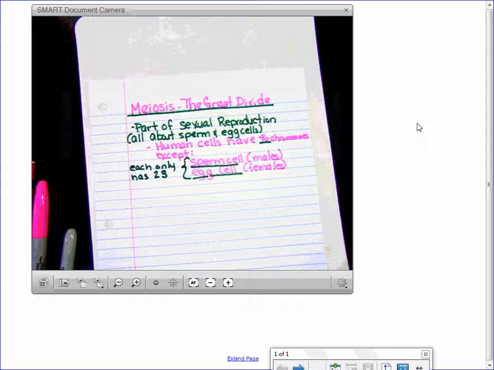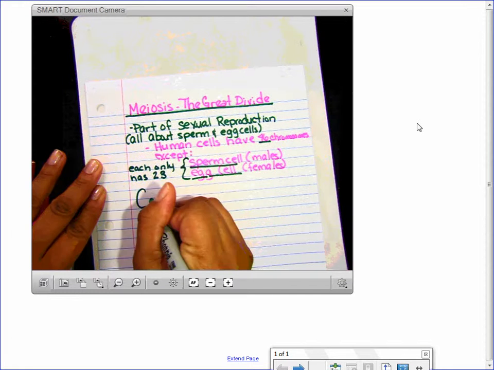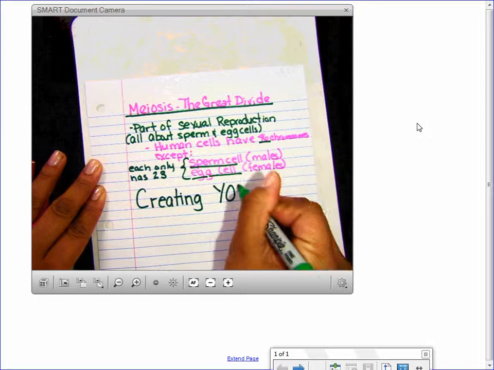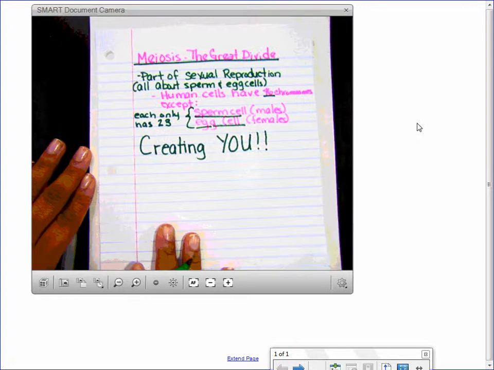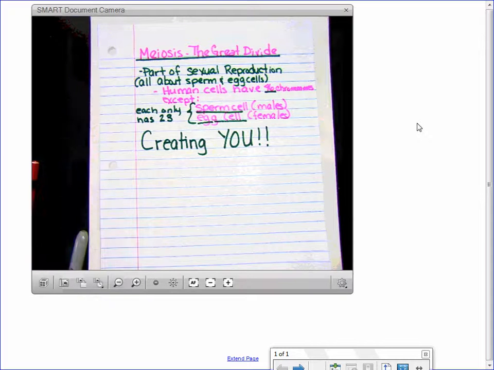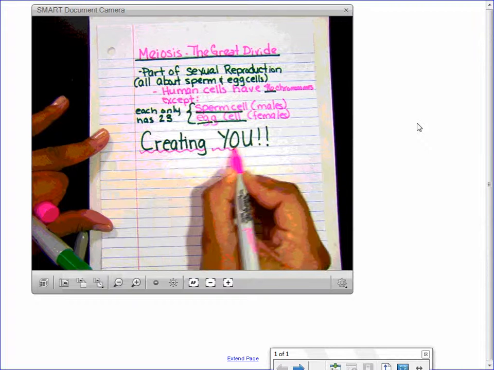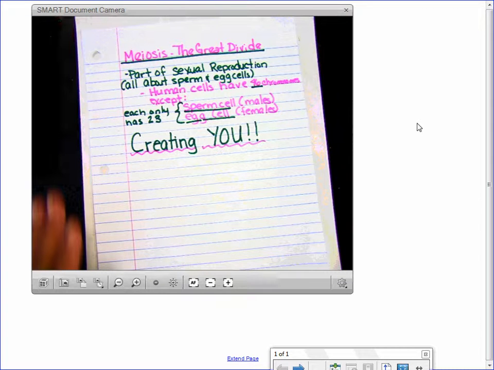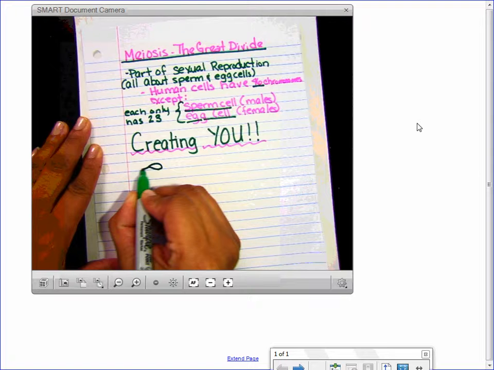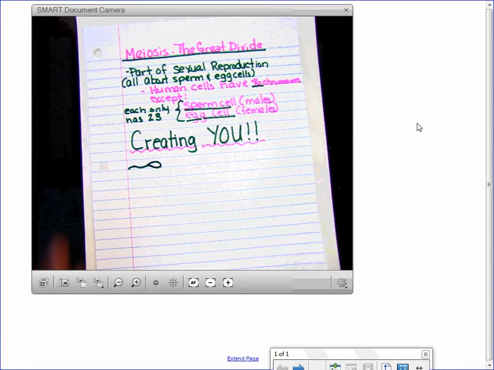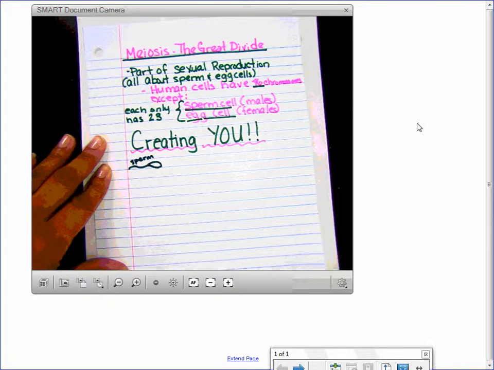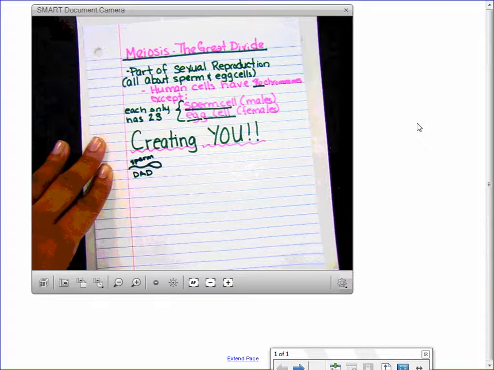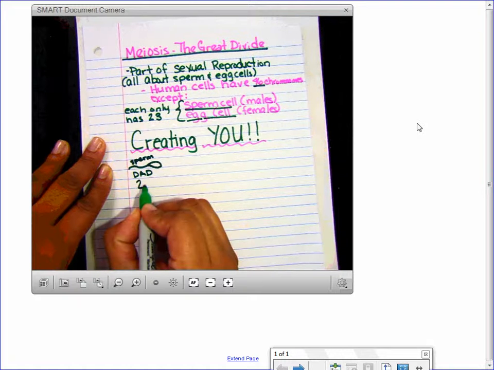So this is where it gets interesting. Creating you. It's gonna get weird. Now here's the story about the birds and the bees. So, what happens is, in case you didn't know, here's the sperm. And this comes from who? From your dad. And how many chromosomes does this have? 23 chromosomes.